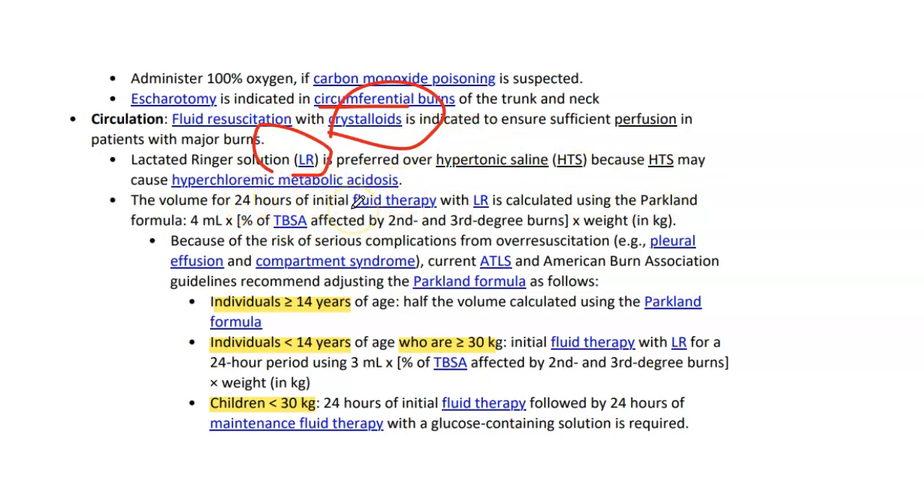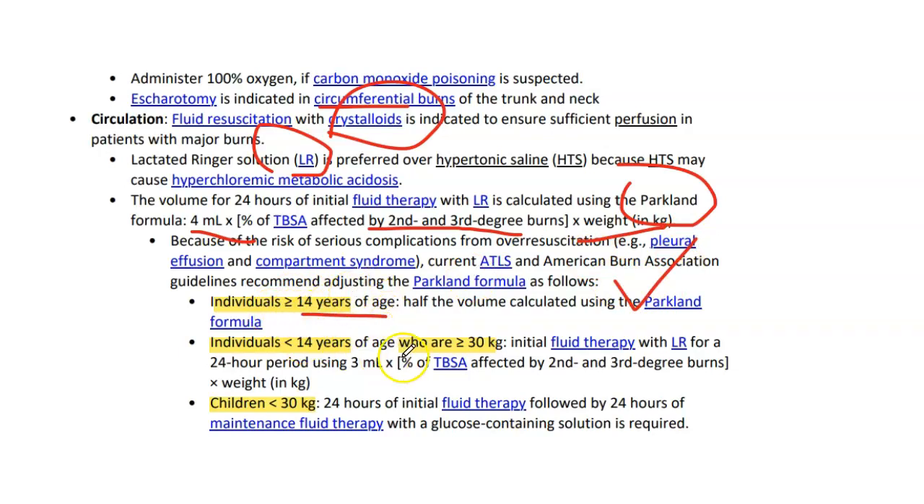Volume for 24 hours for initial fluid therapy with Ringer lactate is calculated using the Parkland formula, which is 4 ml multiplied by the percentage of total body surface area affected by second and third degree burns multiplied by weight in kg. Because of the risk of complications, the Parkland formula is adjusted as follows. For individuals greater than 14 years of age, half the volume calculated using the Parkland formula is given.